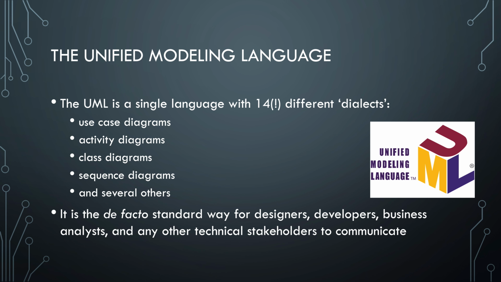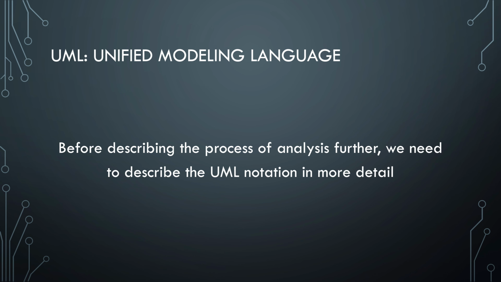UML is a language with 14 different diagram types or dialects. The most commonly seen ones are class diagrams. There are also use case diagrams, activity diagrams, sequence diagrams, and many more. Whenever you work in design or development, you'll surely encounter UML at some stage. It's the de facto standard used in the industry. So let's spend some time and discover what the UML notation looks like.